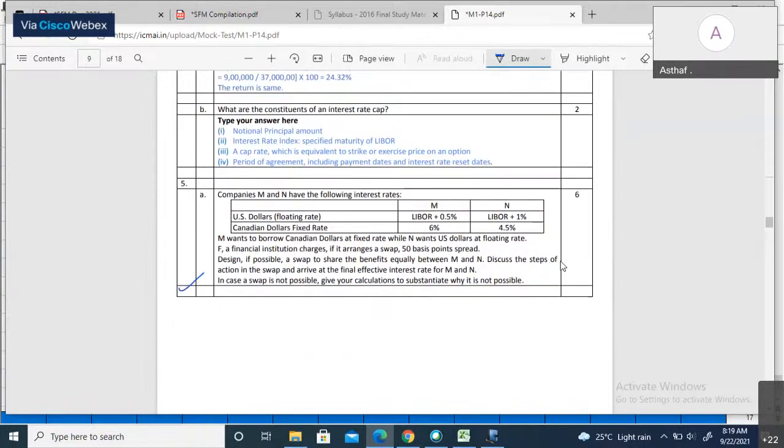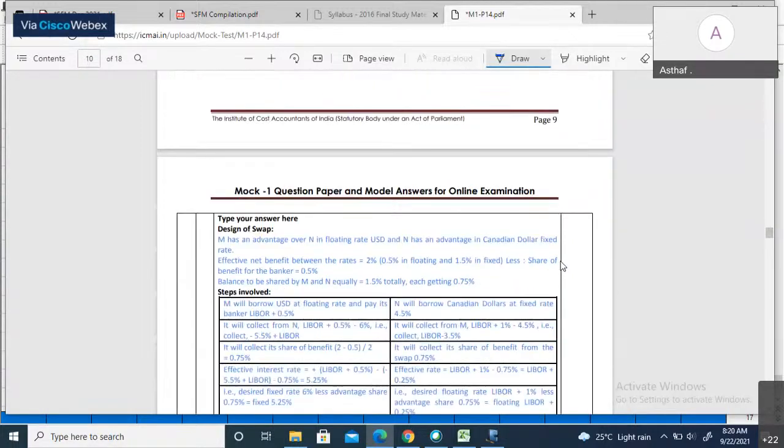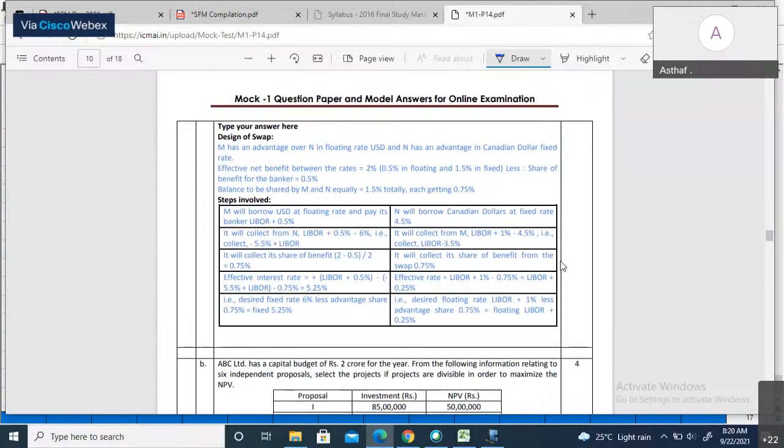Now again, swap. Yesterday only we discussed the swap. Look here. How to find out the gain? The difference on this side, 6 and 4.5, you will get 1.5. Plus 5 and 0.5, you will get 0.5. So the difference, the gain on the swap, will be 1%. This we have already discussed in the class. The same answer will come.